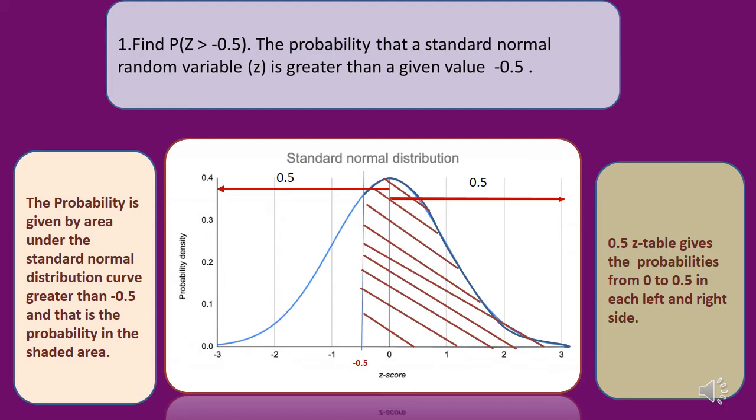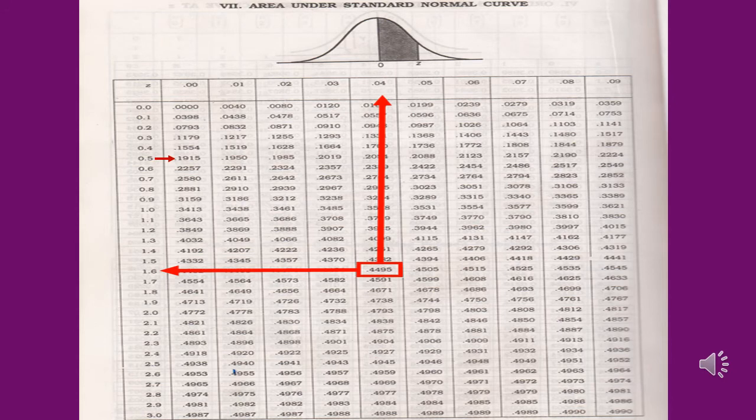Therefore, what you need to do, you need to find the value for the 0 to minus 0.5 from the Z table and add 0.5. Then you can get the total area greater than minus 0.5 Z value. Then how can we get the 0.5 value? These are the Z values.